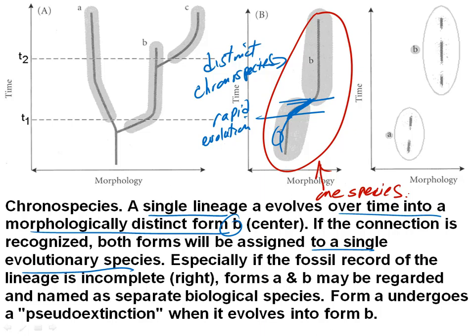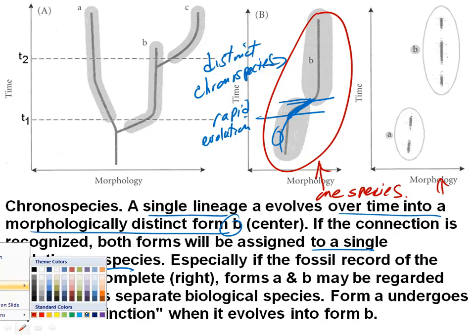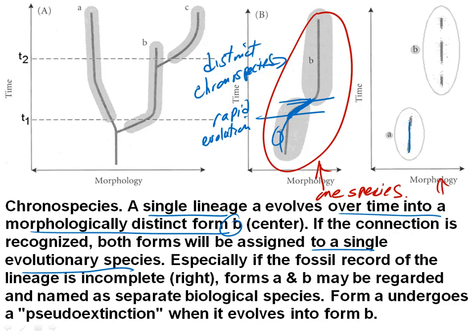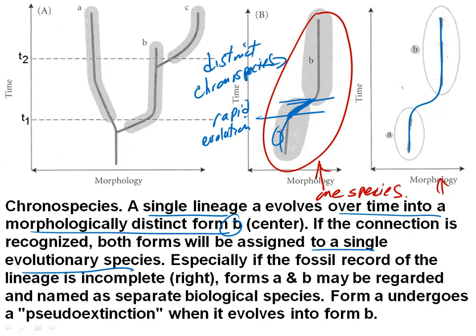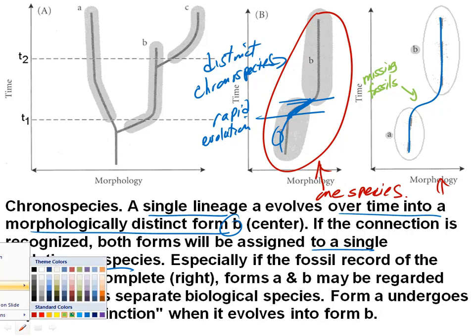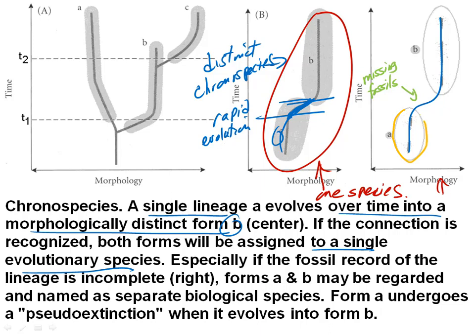Now, if the fossil record's incomplete, we might find here the same situation as we had in B. I'm going to go back to my blue. And we would have really like this. So what we're saying is that the lineage maybe still looks completely like that, but now there are missing fossils. Or for some reason we're not recognizing that that blue line is really connecting them, that they're really part of the same lineage. In those cases, now the author says, we would recognize two distinct species.